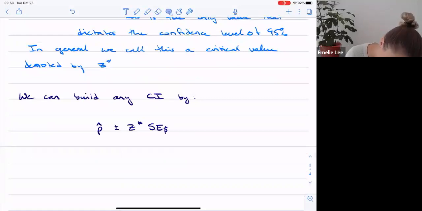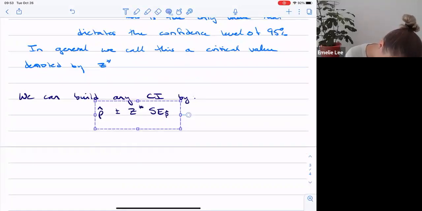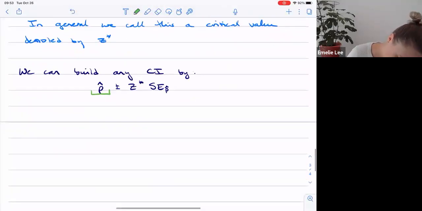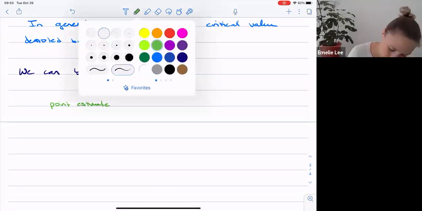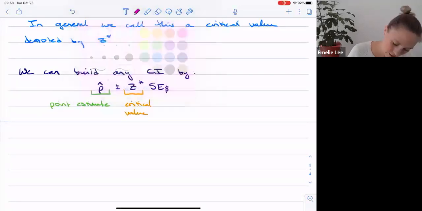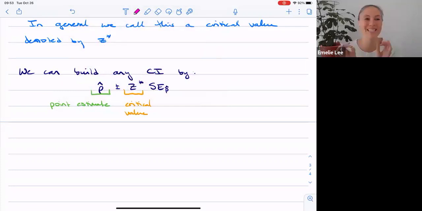Okay. Maybe I'll bump this up and highlight that here. So we've got a point estimate. We've got a critical value. And then we have the standard error of the point estimate.